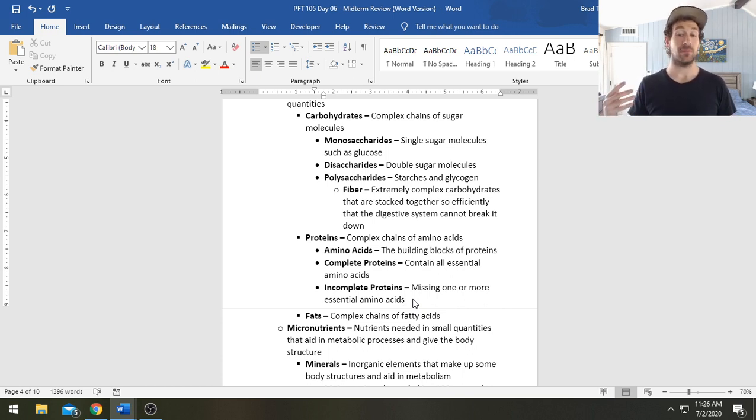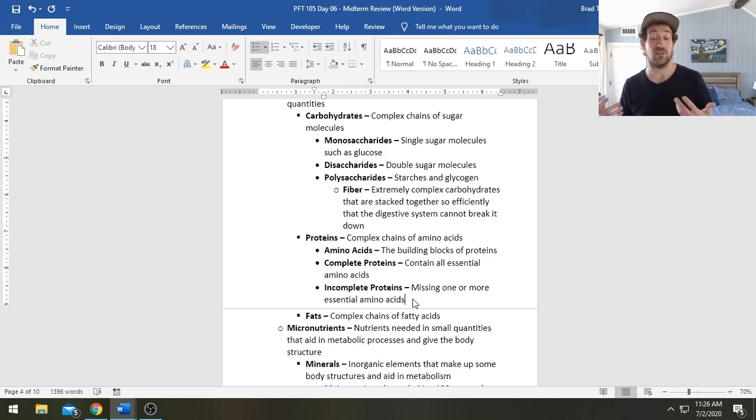But you can make it a complete protein by pairing it up with another plant source that might have those missing amino acids. So if you were to consume beans and rice together, that's going to create a complete protein because that will have all of the amino acids present. And that's what we call complementary foods.